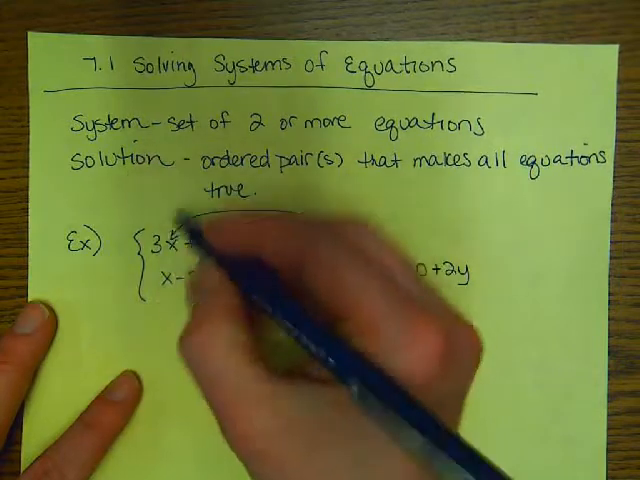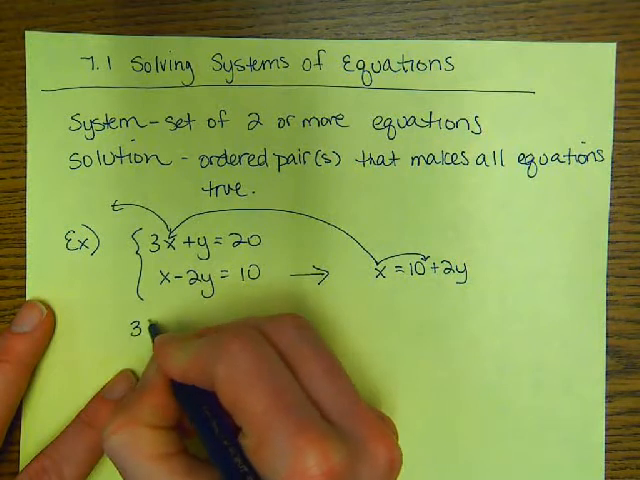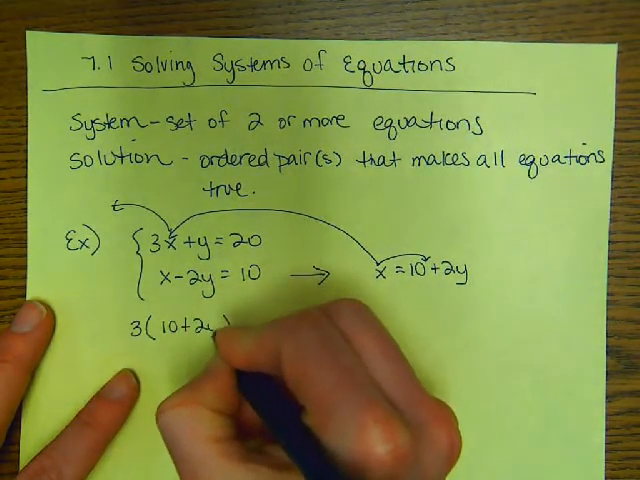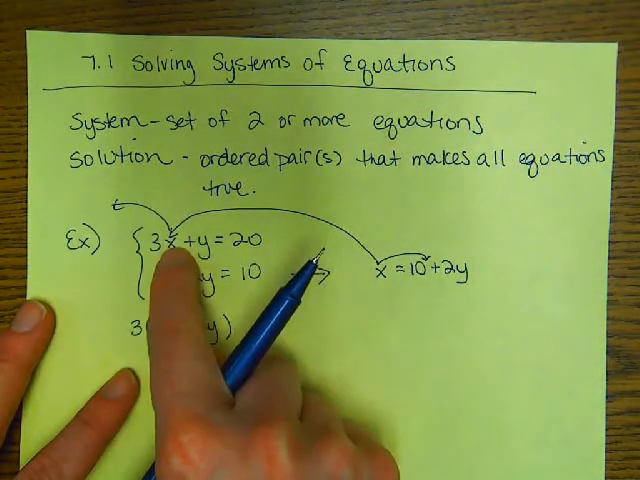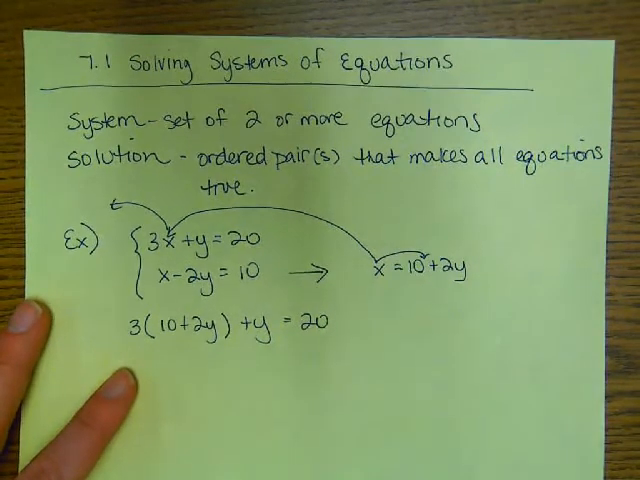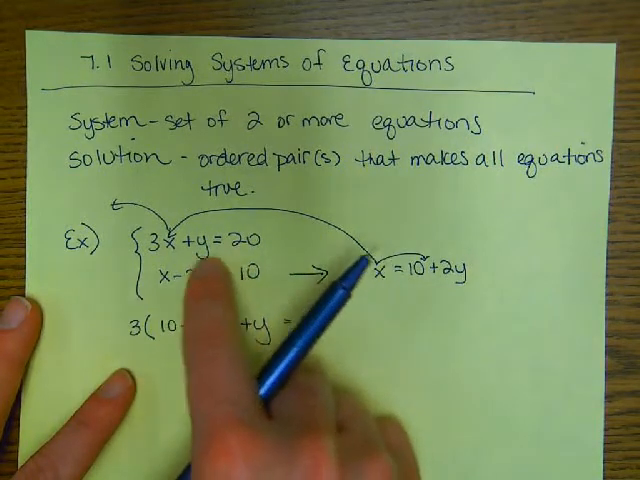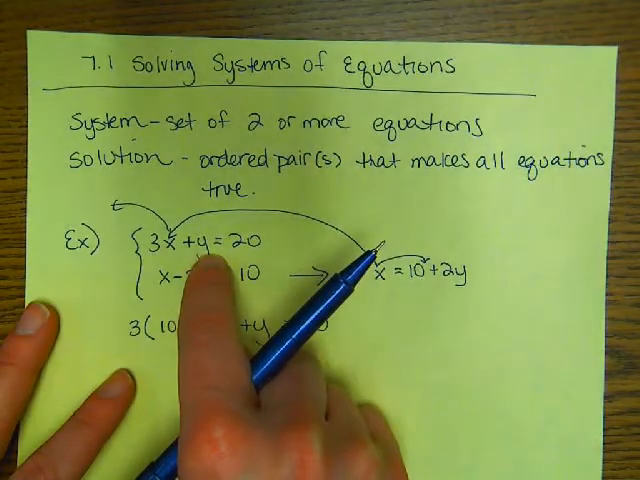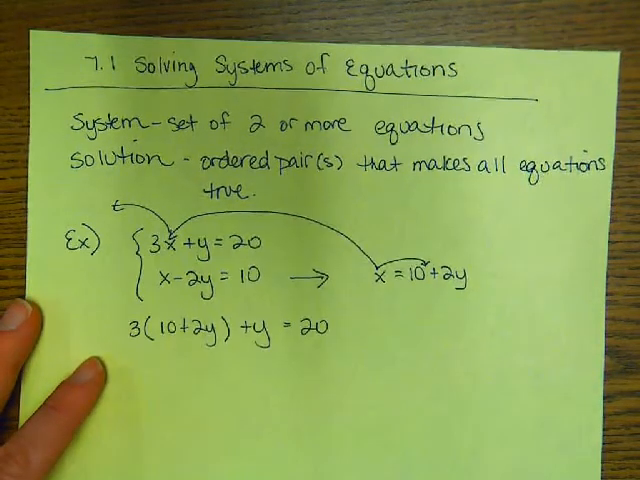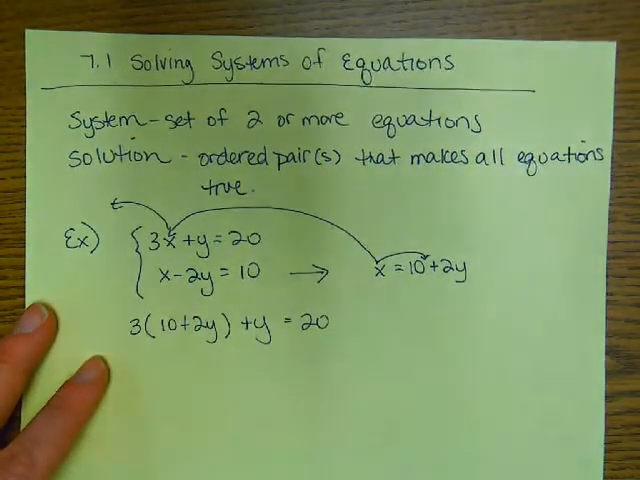And since x equals 10 plus 2y, I can substitute that into the other equation. So if I take this x out and replace it with what x equals, we have, instead of 3 times x, 3 times 10 plus 2y, that's this part, plus y equals 20. Okay, and so just so we're clear here, these actually are two lines. What we're trying to find is the ordered pair, the x and the y, that make both equations true. So I'll show you at the end graphically what that looks like.